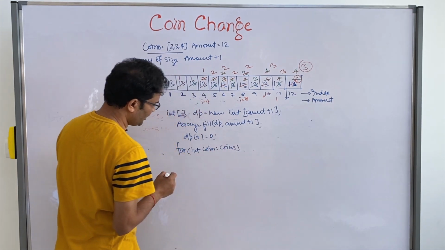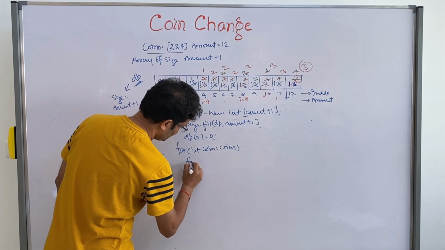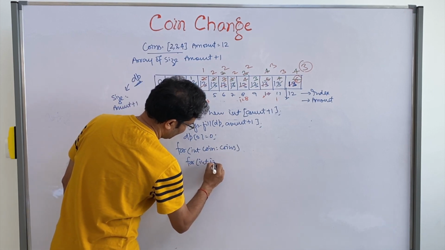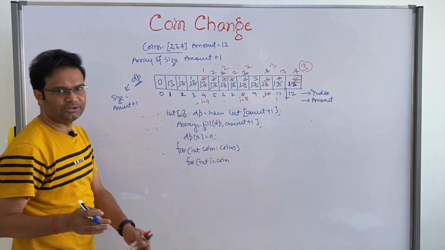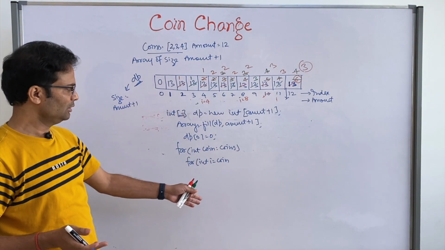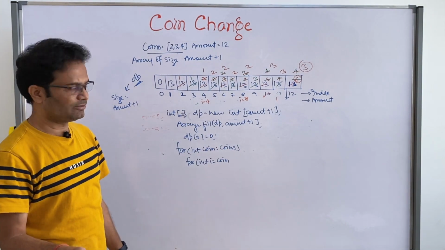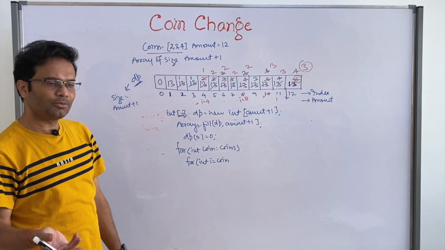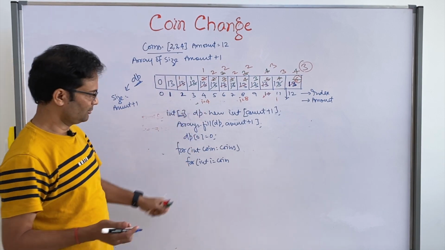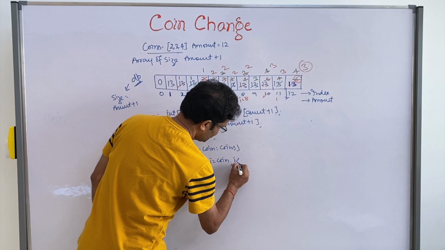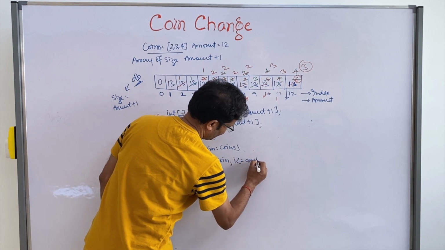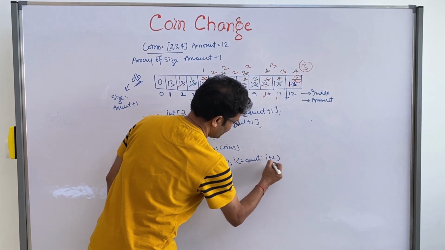So we get 1 coin. In this for loop, I always start with the coins, because if this is the 2 rupees coin, we have to start from 2. If this is the 4 rupees coin, we have to start from 4, because with the 4 rupees coin you cannot make 1, 2, 3, right? And then this will go up to the amount, because my target is to achieve the amount.